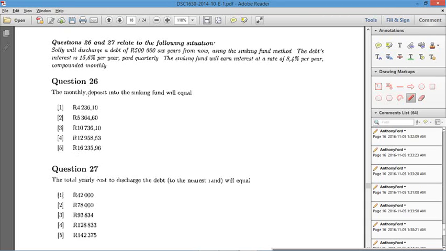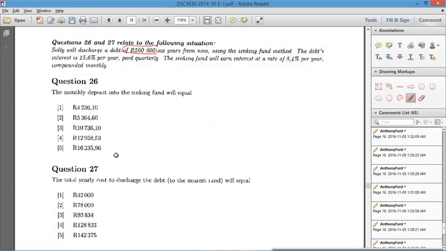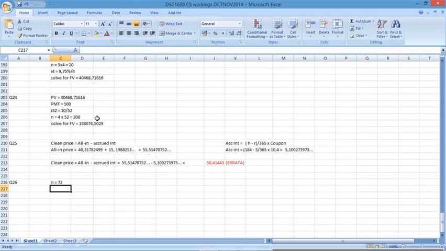Alright, the debt attracts interest at 15.6 and the sinking fund earns interest at 8.4. Okay, so the deposit is obviously the savings. How much do you want at the end? 500,000. Okay, so in 72, why 72? You'll see this was compounded monthly. So 6 years times 12 is 72 months.